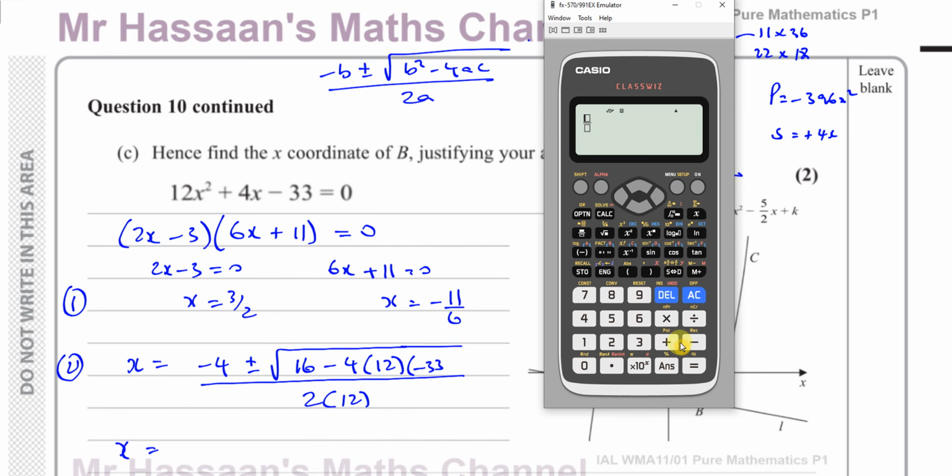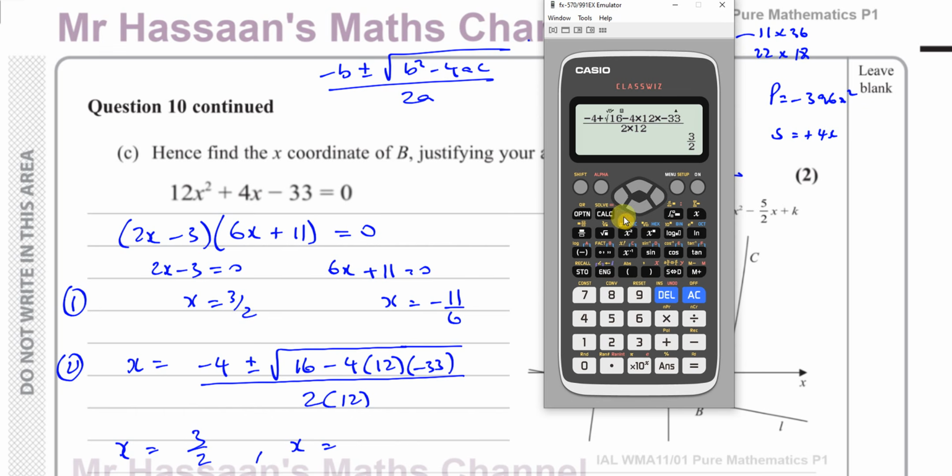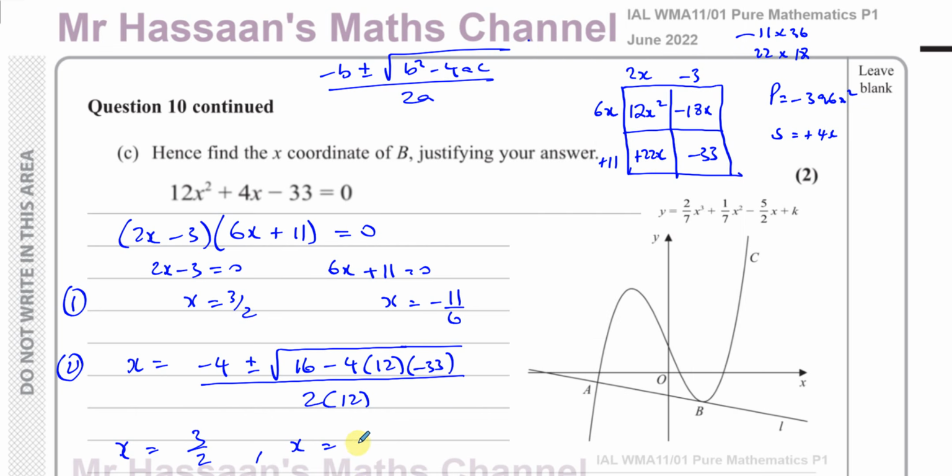So let's make sure that we've got it correct. Minus 4, we'll start with the plus. The square root of 16 minus 4 times 12 times minus 33, all over 2 times 12. So that will give us 3 over 2. And the other solution is going to be, hopefully, negative 11 over 6. I'm just going to put a negative, that's for the minus part, and you see it's negative 11 over 6. Same two answers, but using the formula.